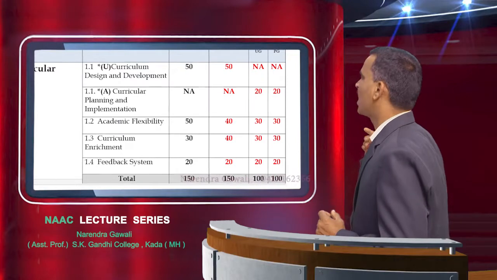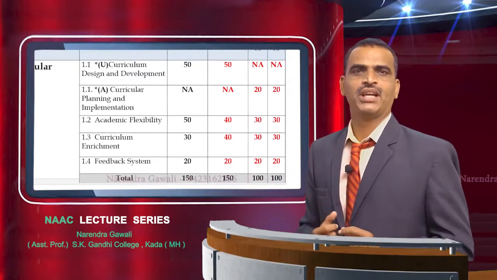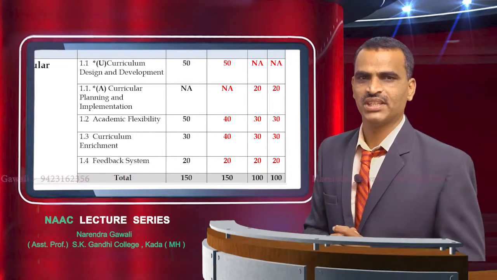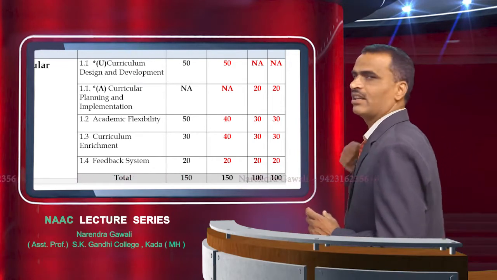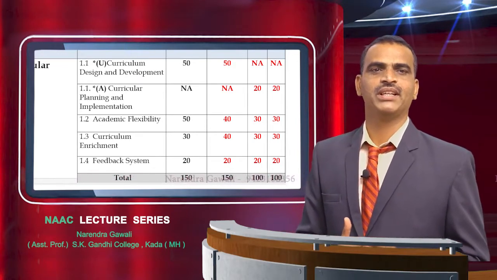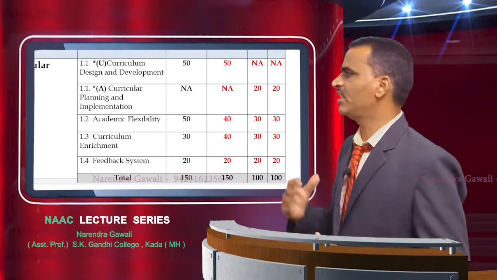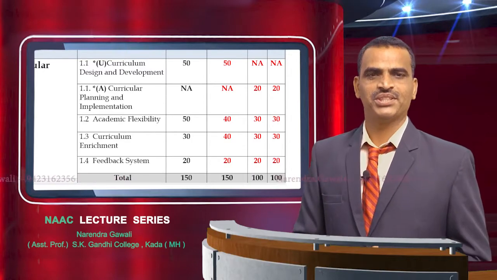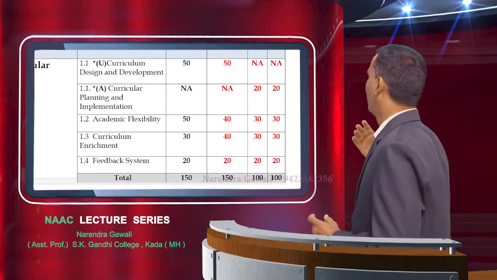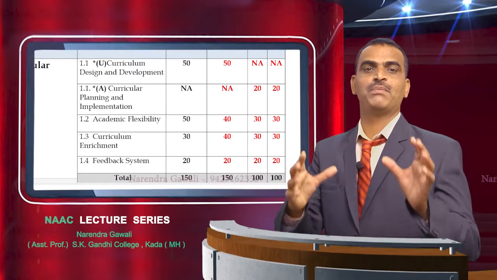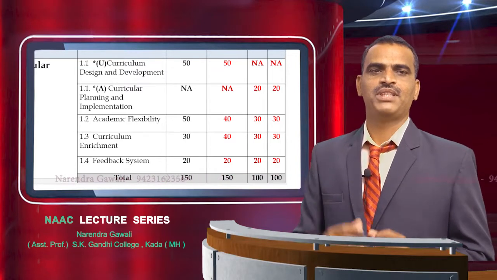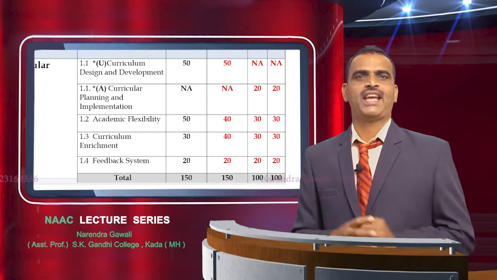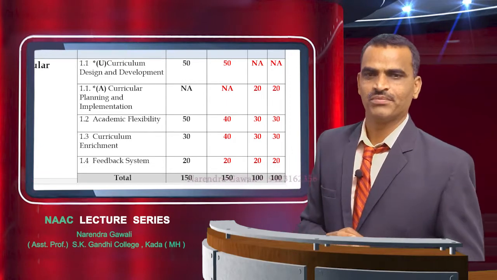The first one is curriculum design and development, which is applicable to university only or autonomous college. You know, the university designs the syllabi, then the college implements. It is not applicable from the point of view of affiliated colleges. Then we have curricular planning and implementation, which is applicable to UG and PG colleges both. Yes, it has 20-point weightage.